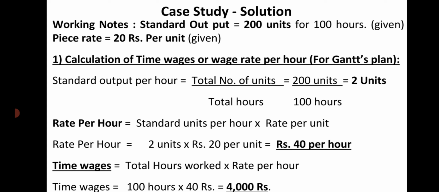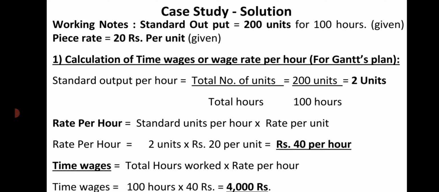Calculation of time wages: we want the wage rate per hour for Gantt's task. Standard output per hour is equal to total number of units divided by total hours, that is 200 divided by 100, which is 2 units per hour. So rate per hour is equal to standard units per hour into rate per unit. Per unit rate is given, so we have to find the per hour rate. Rate per hour is 2 units into 20 per unit, which is 40 rupees per hour.